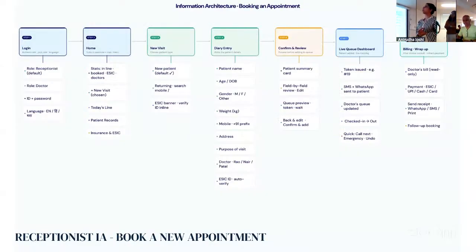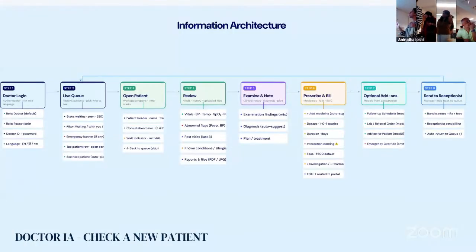So we built our information architecture for a flow of how a receptionist can book an appointment. If a patient has walked in, what would be her process of booking an appointment? And once the patient is inside his cabin, how would his workflow be combined with the receptionist workflow?